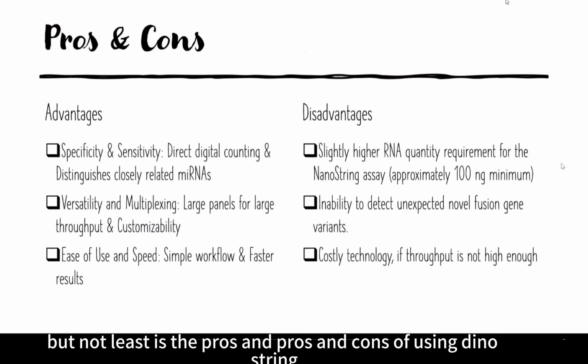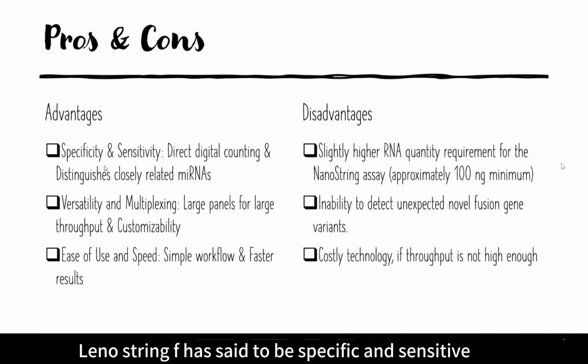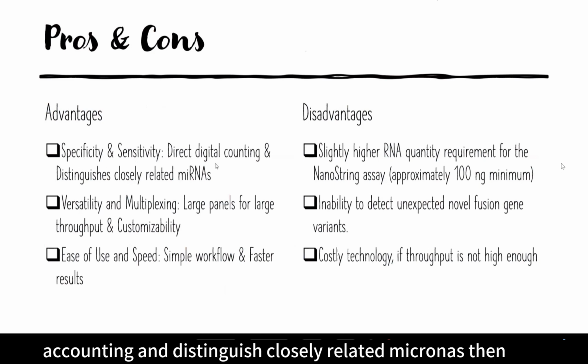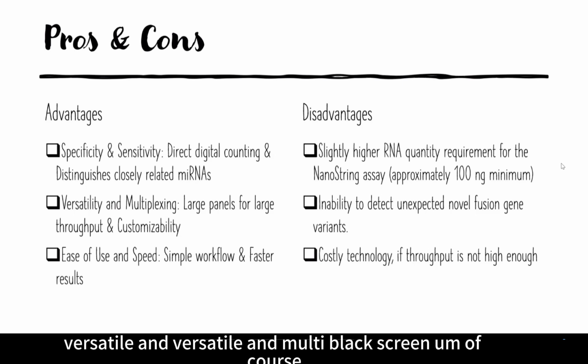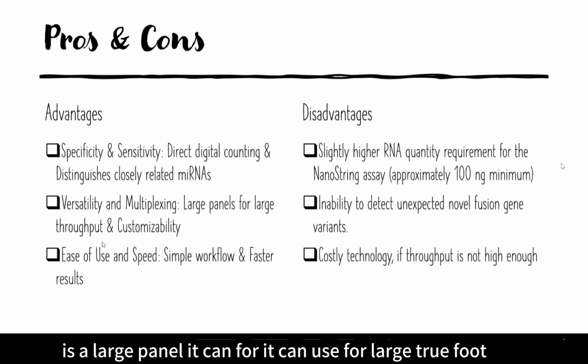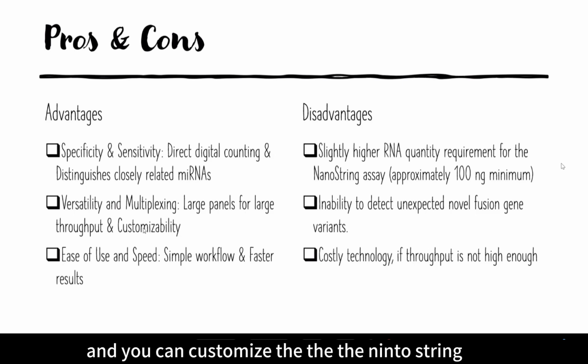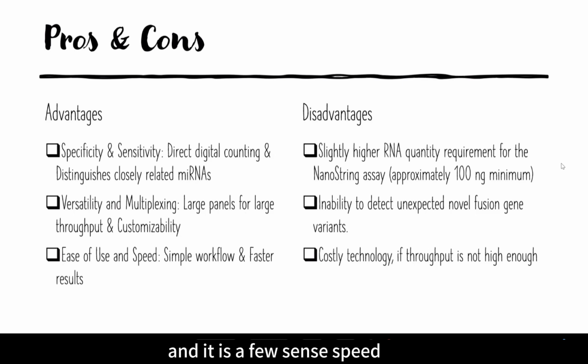And last but not least are the pros and cons of using NanoString. NanoString is said to be specific and sensitive, as it is a direct digital counting method that can distinguish closely related microRNAs. It is versatile and multiplexing, with a large panel that can be used for large throughput, and you can customize it. It also has ease of use and speed, with a simple workflow and faster results.